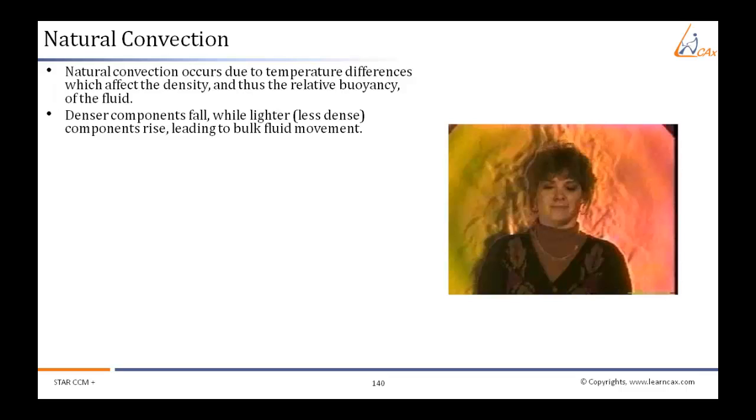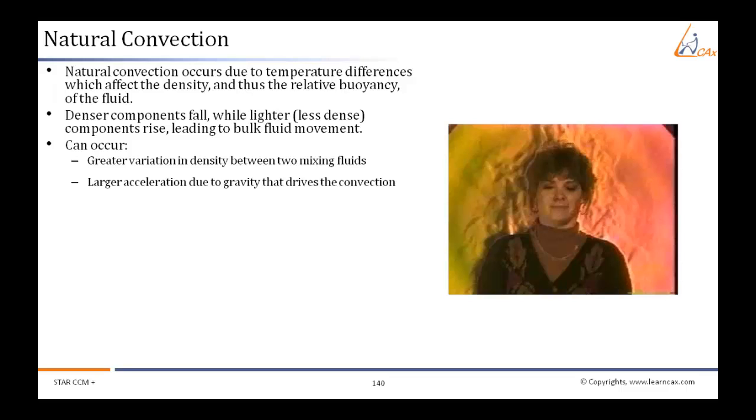Denser components fall while lighter or less dense components rise, leading to bulk fluid movement. Natural convection is more likely and more rapid when any of these conditions apply. A great variation in density between two mixing fluids. A large acceleration due to gravity that drives the convection. A larger distance through the convecting medium.